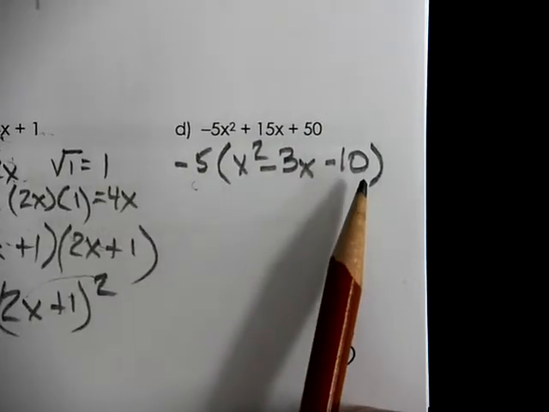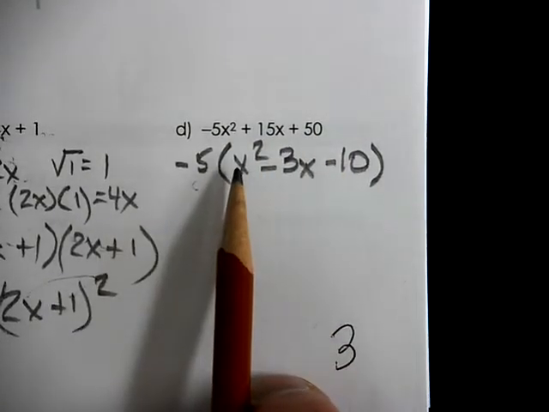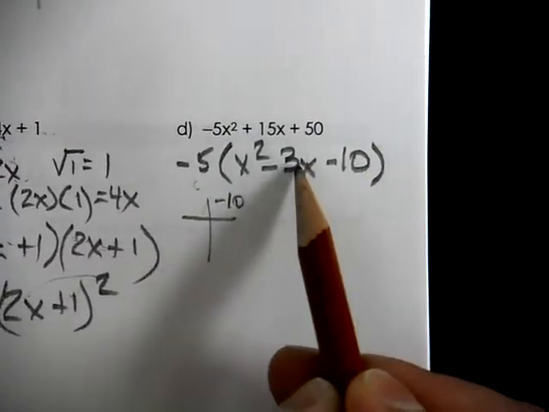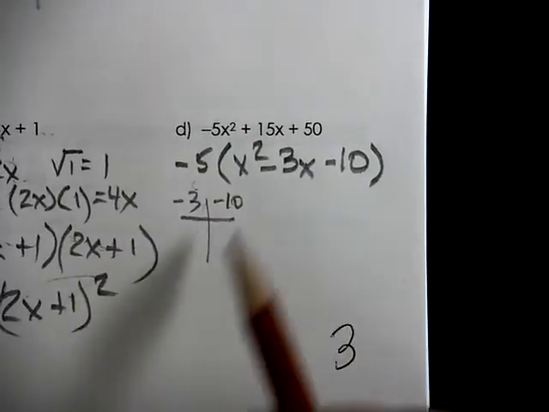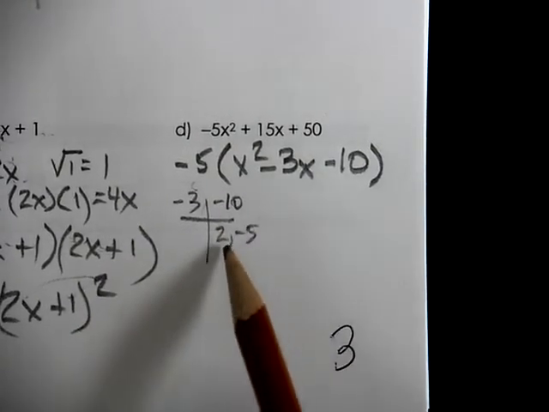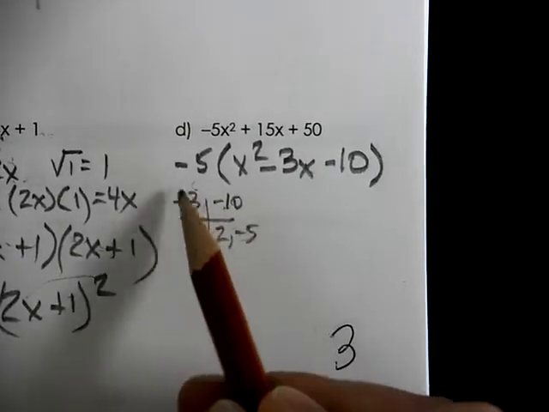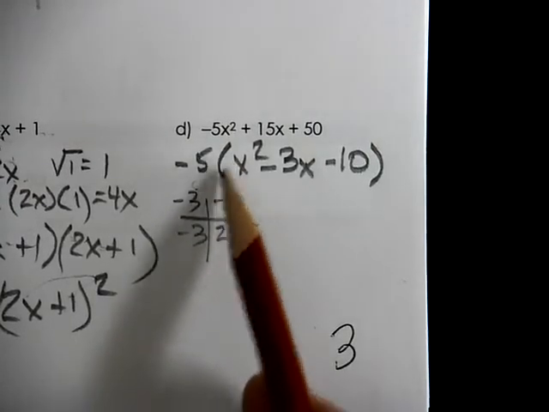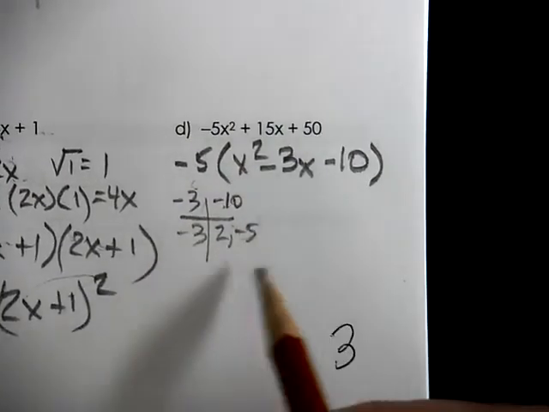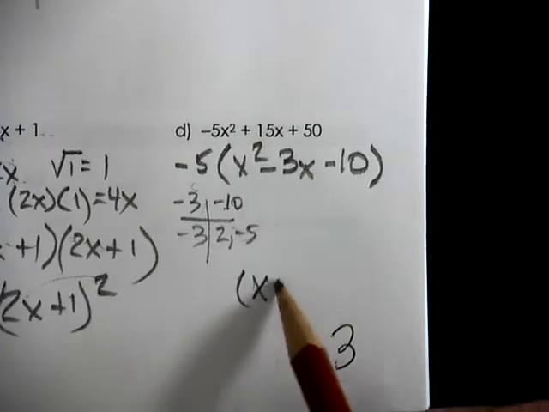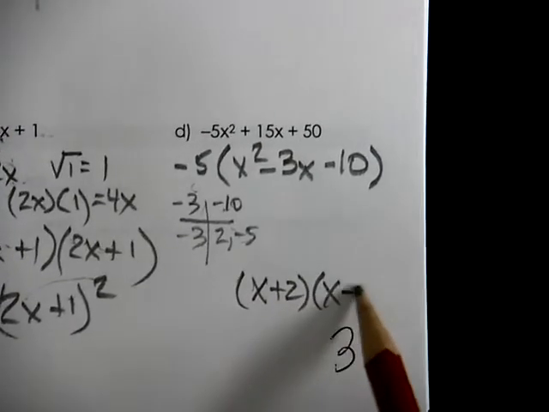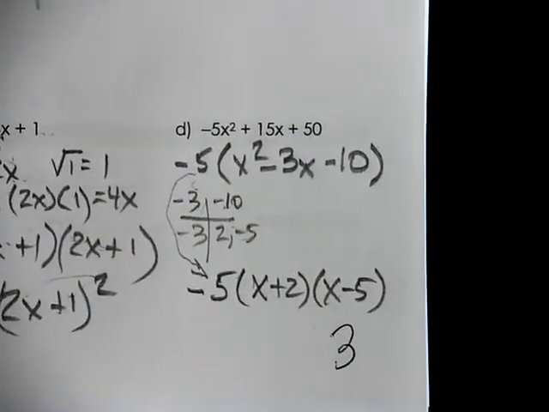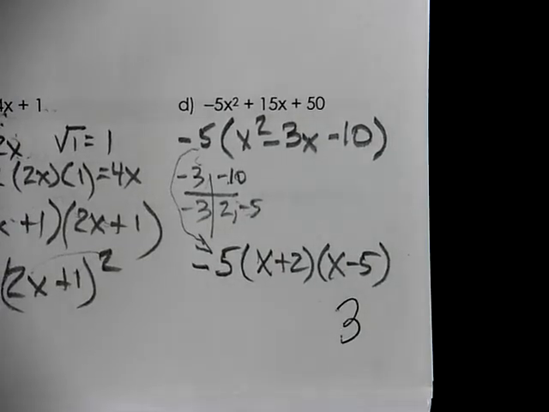Now I have a trinomial that has an a value of 1 that I can make a table for and see what multiplies to be negative 10, adds to be negative 3. That would be 2 and negative 5. That multiplies to be negative 10. That adds to be negative 3. And because it's a leading term of 1, I'm able to drop that right into my parentheses, x plus 2, x minus 5. And don't forget your GCF sitting out in front as -5. And there you go.